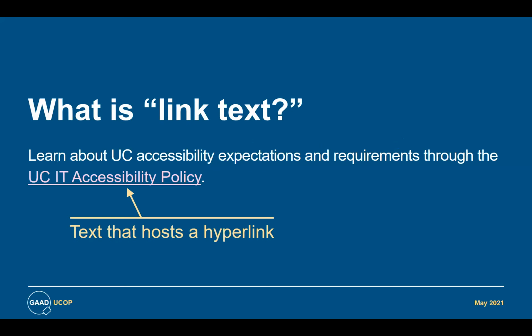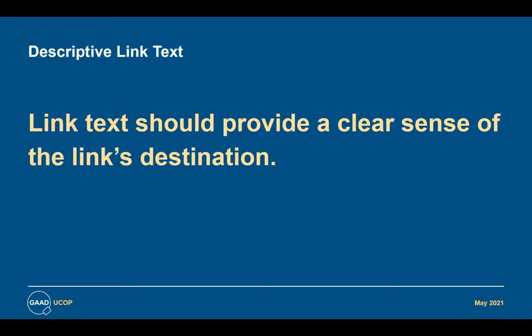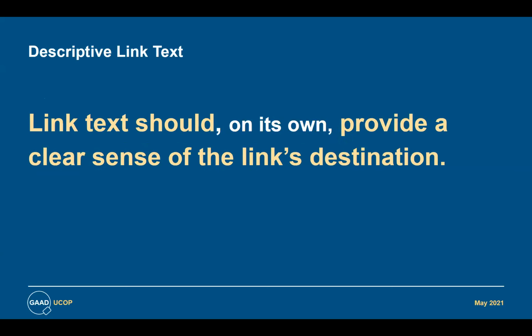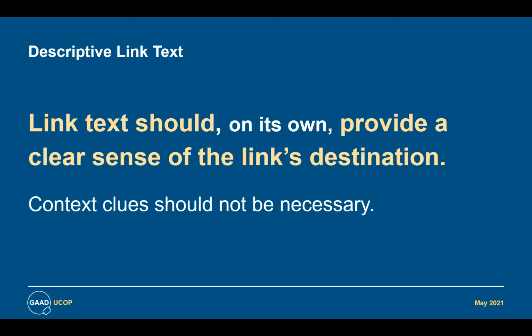So when we say descriptive link text, what we mean is that link text should provide a clear sense of the link's destination. And I like to even add to that statement that link text should on its own provide a clear sense of the link's destination. That is to say, context clues should not be necessary for you to understand where a link is going to take you.